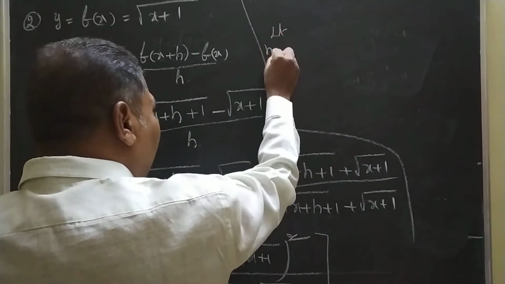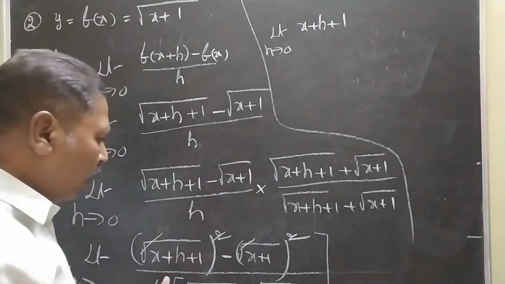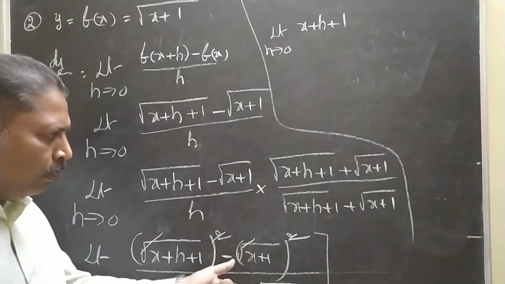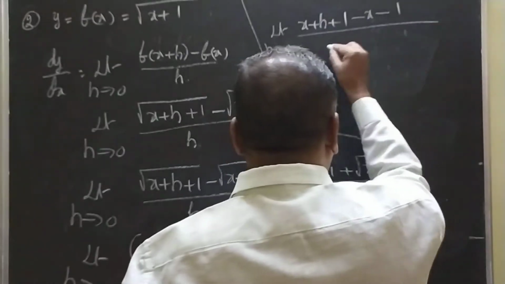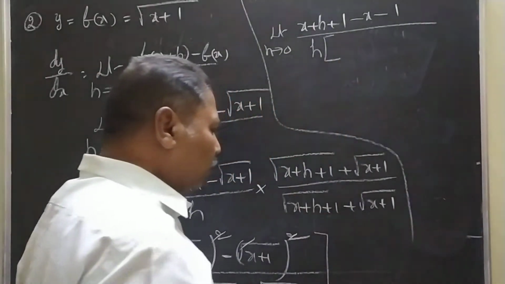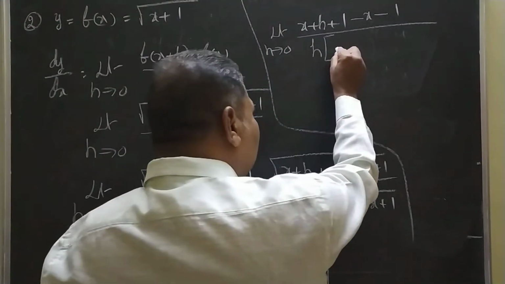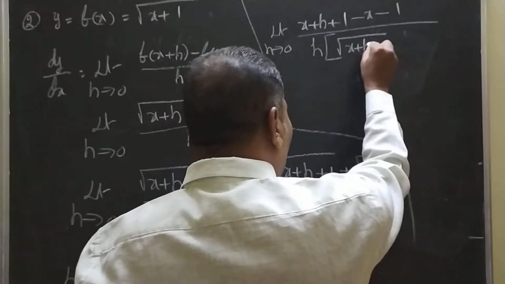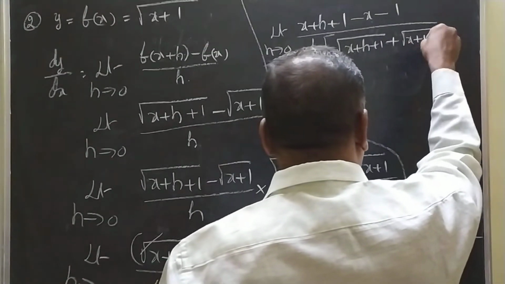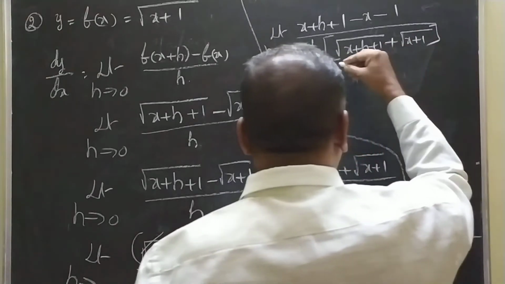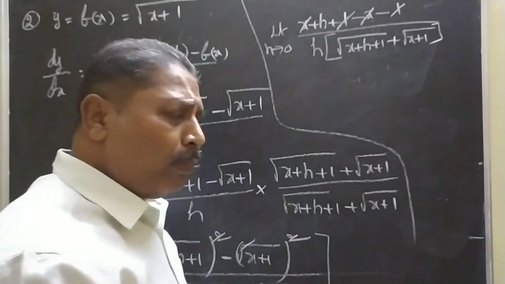Limit h tends to 0, under root x plus h plus 1 minus under root x plus 1, multiply with under root x plus h plus 1 plus under root x plus 1. Write the denominator as this, h into the sum of roots. Then x minus x cancels, plus 1 minus 1 cancels.